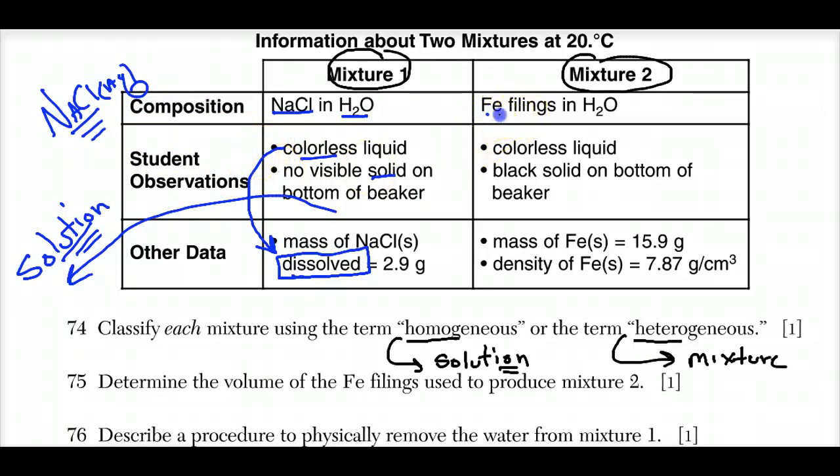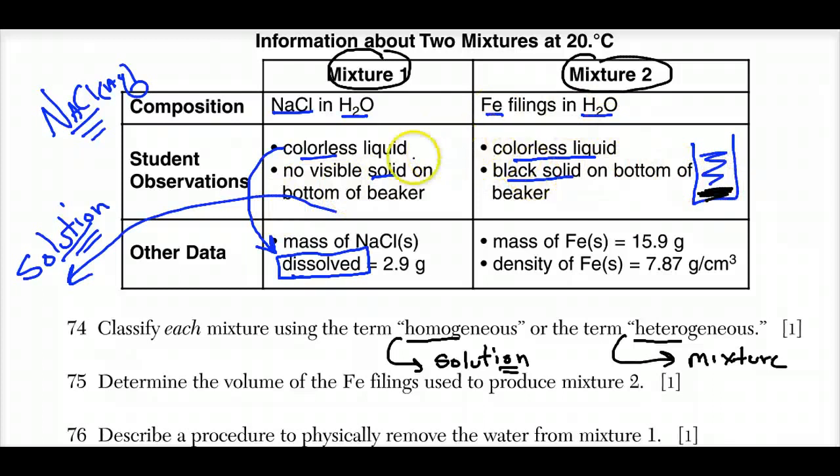Now, iron filings in water, okay? This observation is we have a colorless liquid with black solid on the bottom, which means it didn't dissolve. We just have a lot of water. And then we have, of course, the iron on the bottom. Total heterogeneous. They're not mixing evenly. There isn't an equal amount of iron and water throughout. So this has to be heterogeneous. Okay? One's a solution, one is not.